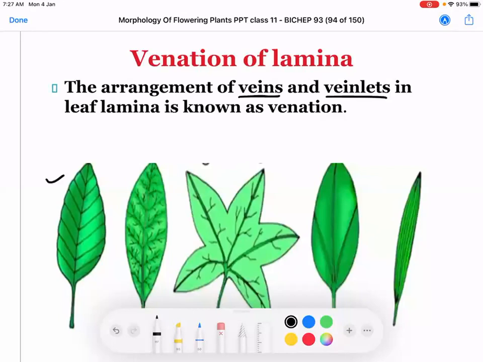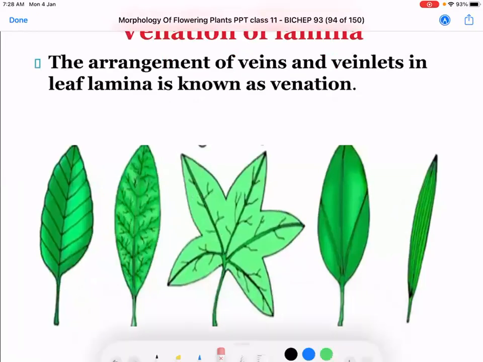As we know that we have so many different types of leaves, that is why we have different types of venation. Not all the leaves have a similar type of venation, but as per their design and adaptation, they might have different types of venation, right? So please take a screenshot of this slide.